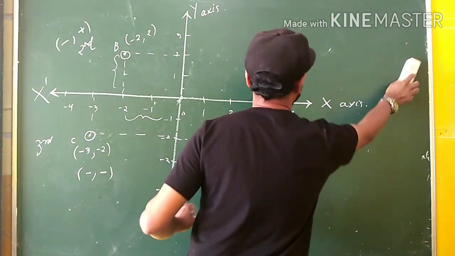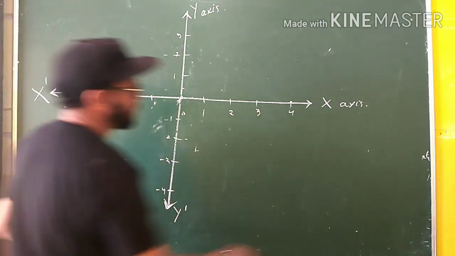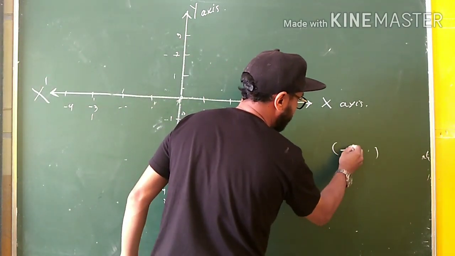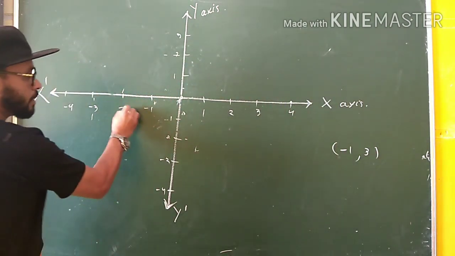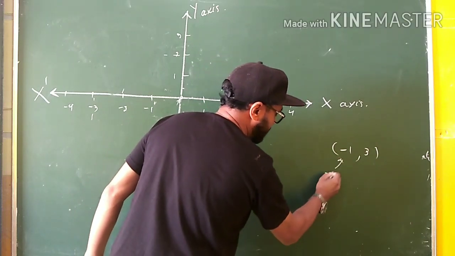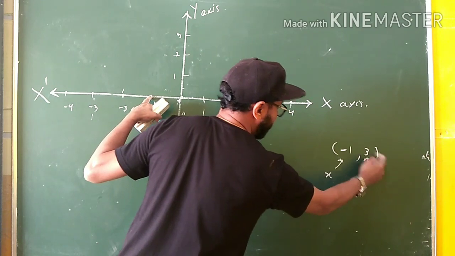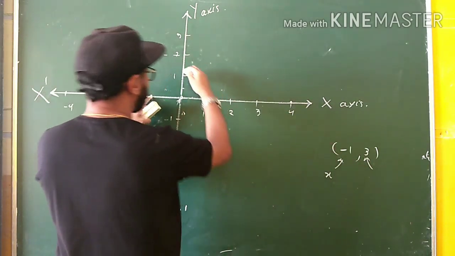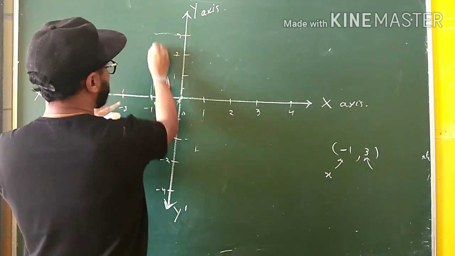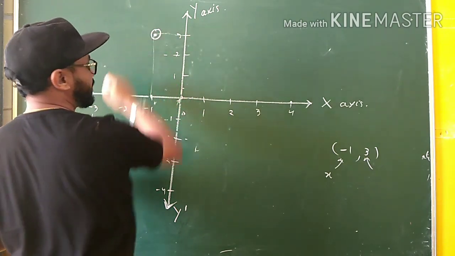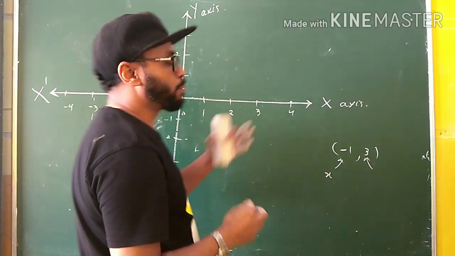Now let us take an example. Let's write a coordinate with -1 and 3. Now how do we locate this point? Abscissa, so that means x is -1, so you go this side -1, and y coordinate is 3, so that means y is positive, so it will go here. Now what we do is we draw a perpendicular. So this is your point, which is -1 and 3. So this is how we plot the point.